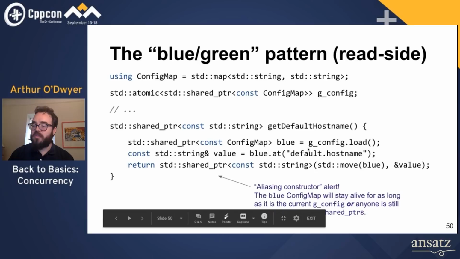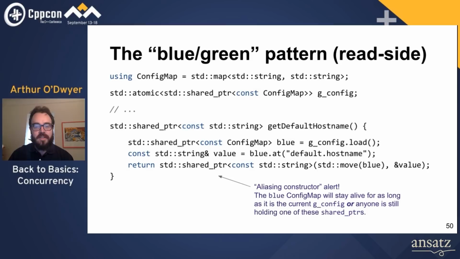Now we have a shared pointer. And now we're participating in reference counting on that actual heap allocated config map. And so we can look up things in it, whatever we want to do. And we will keep holding that reference count, and that thing we're referring to will continue to be good, at least until we are done with it and drop our reference count.